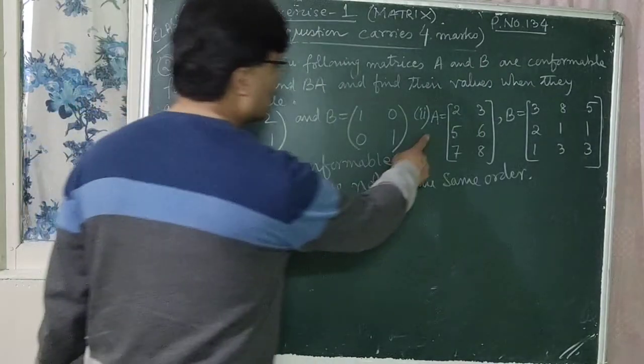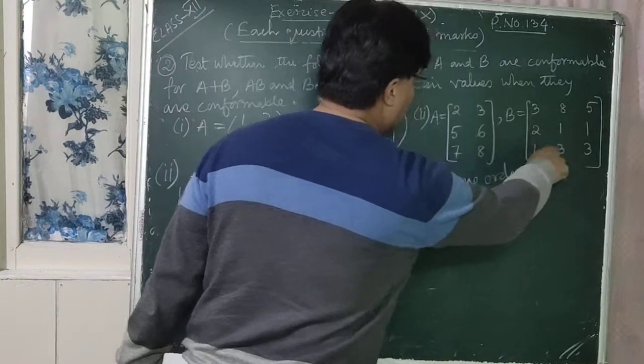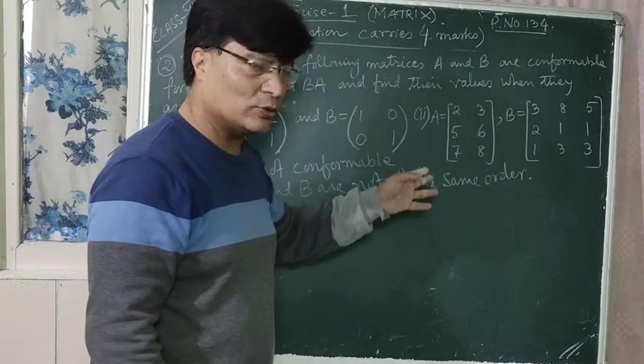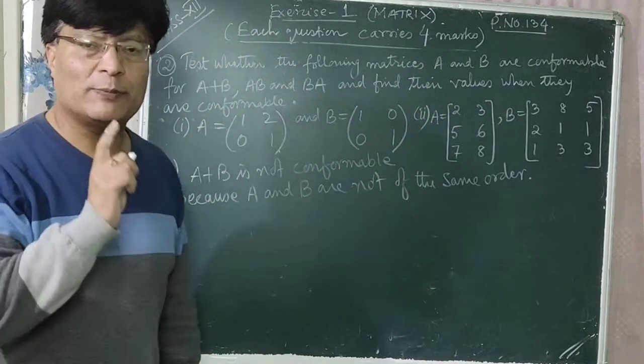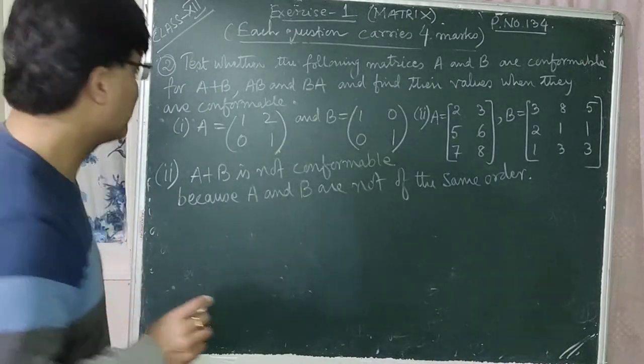So what are the number of columns of A here? It is 2. And what are the number of rows of B? It is 3. Are they equal? No. Number of columns of A is 2, number of rows of B is 3. So they are not equal. So the matrix multiplication AB is not conformable. Is that clear?